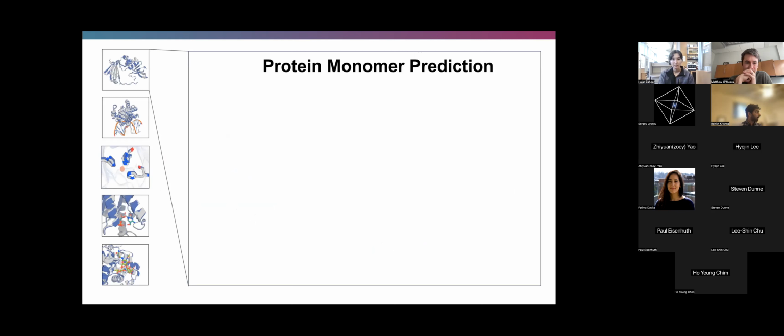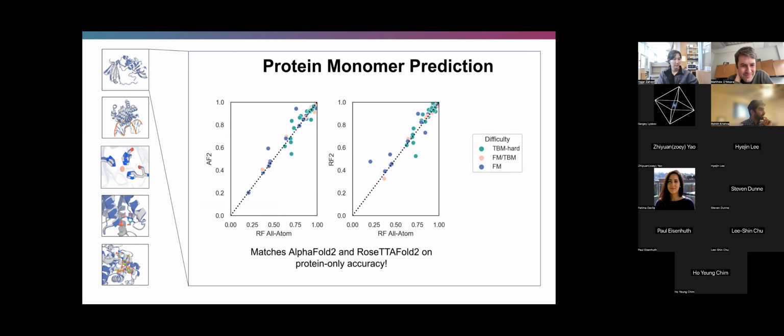Okay. The first thing we're concerned about when you do neural network surgery on these things is that we lose accuracy on the task that we'd started on. And we were pretty happy to see that that wasn't the case. On protein monomer predictions, these are CASP14 targets, we have very, very similar accuracy to AlphaFold 2 and RoseTTAFold 2. So that's nice to see that we haven't broken it.